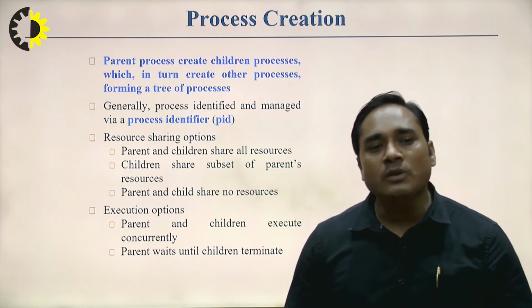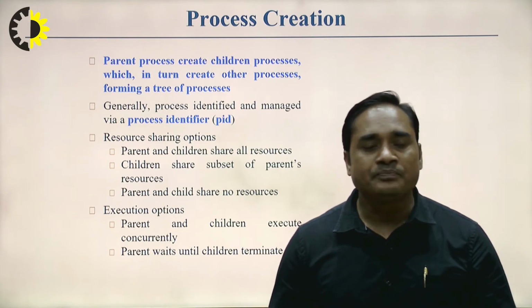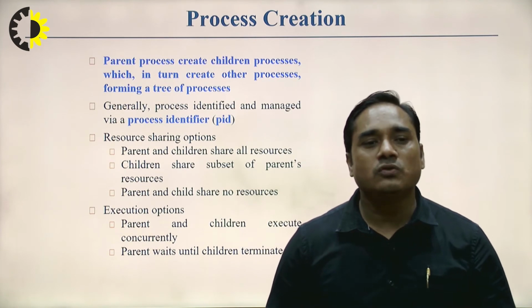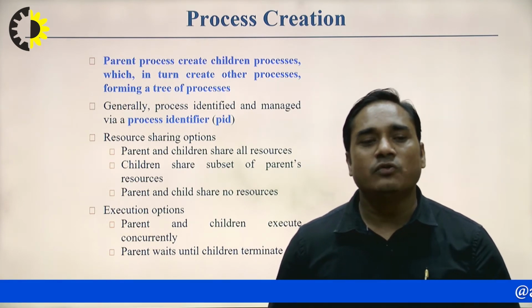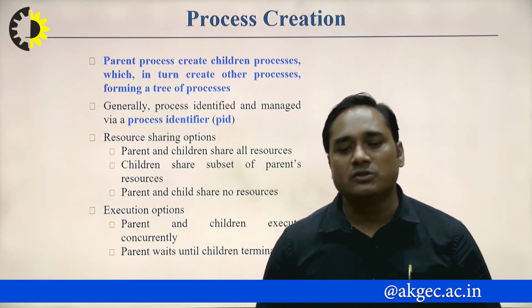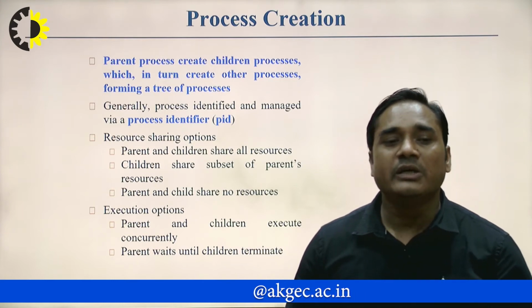Now the execution options. Parent and children execute concurrently, so both can execute their work in the system at the same time. Or the parent waits until the children terminate. If the children terminate first, then the parent terminates last.